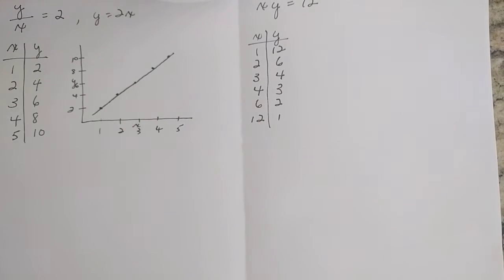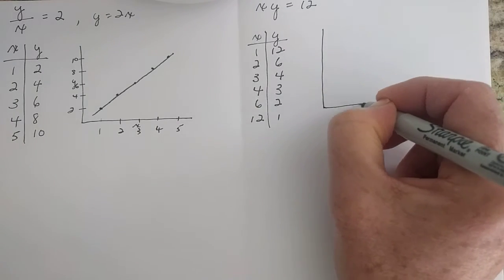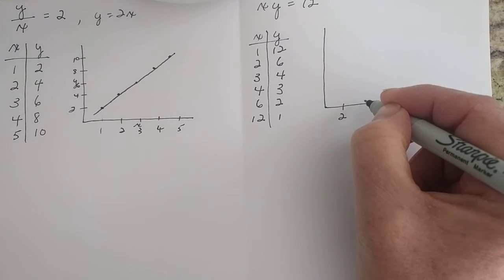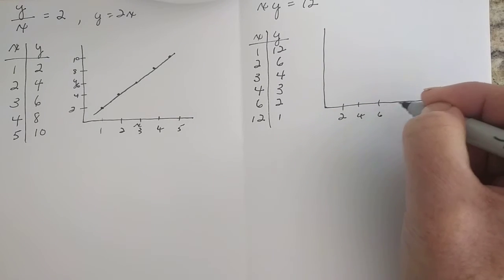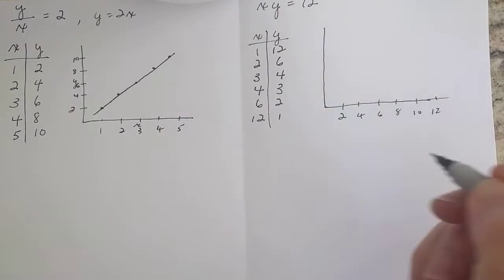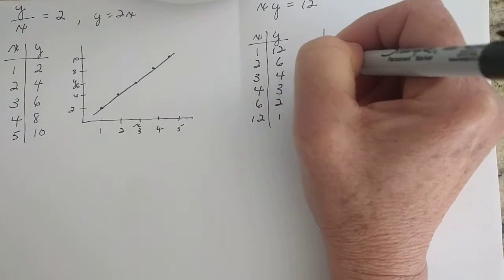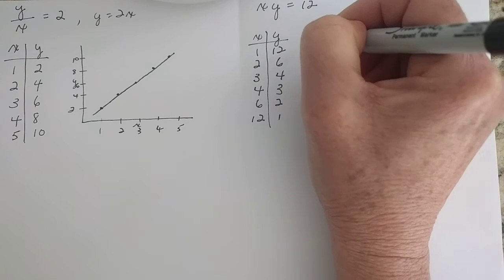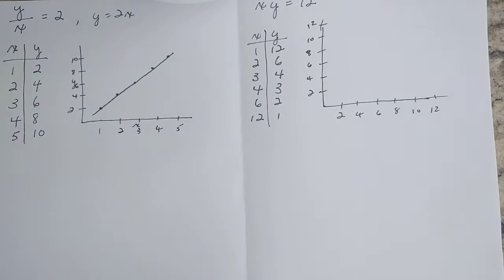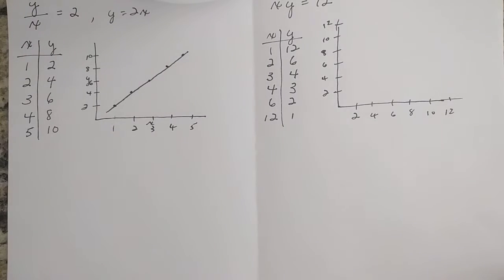All right, and let's make a graph for that. So I'm going to go up by 2s for my x-axis. 2, 4, 6, 8, 10, 12, and same thing over here. 2, 4, 6, 8, 10, 12. All right, and now we will plot our points.